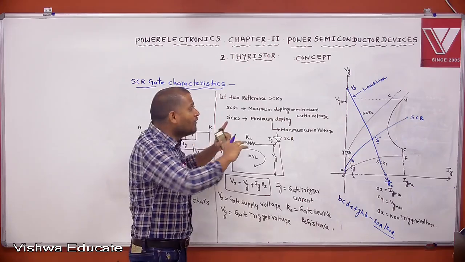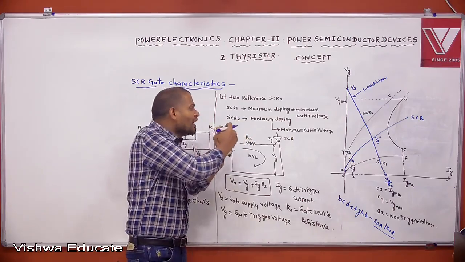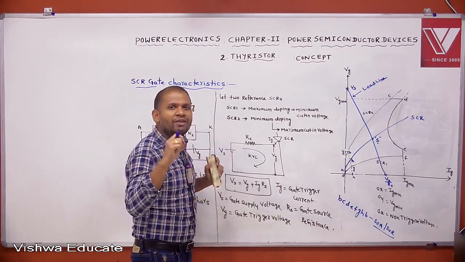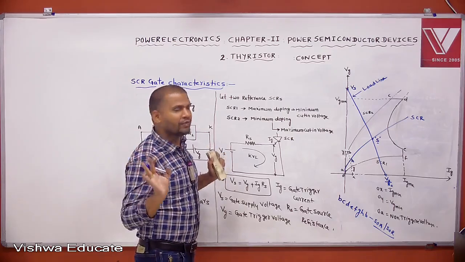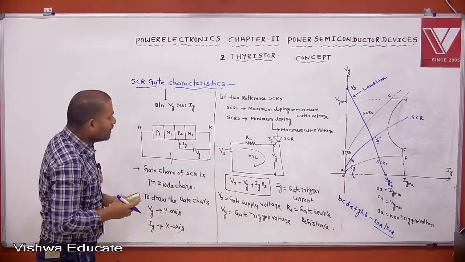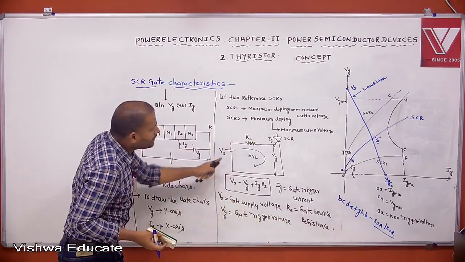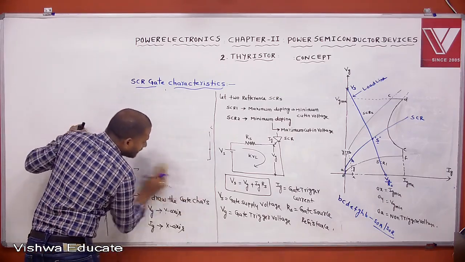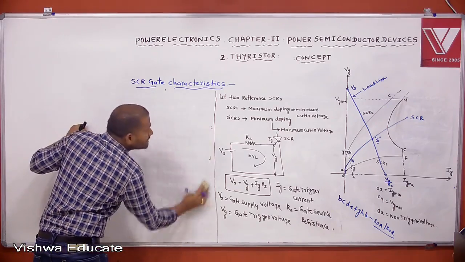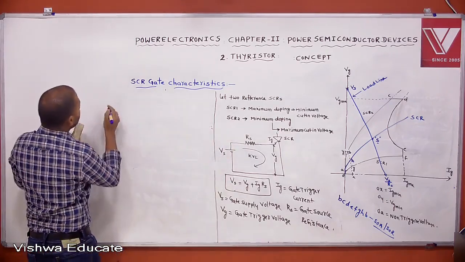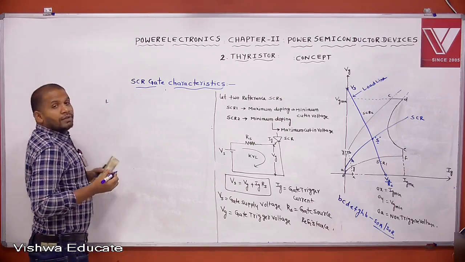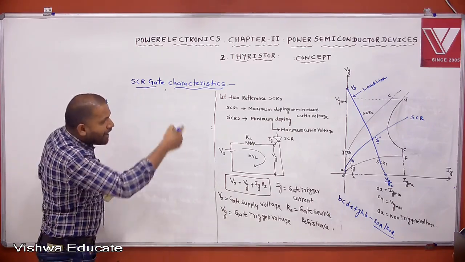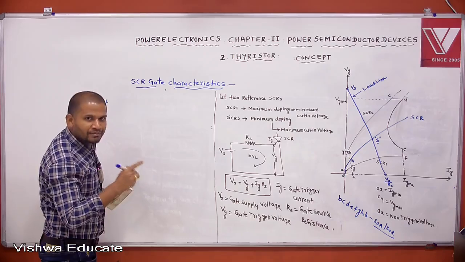But after drawing these characteristics and finding the operating point, I want to list out some points which are very, very important from a competitive point of view. Concentrate on this characteristics. Tell me, is the slope of the load line positive or negative? It is a falling slope, which means negative.